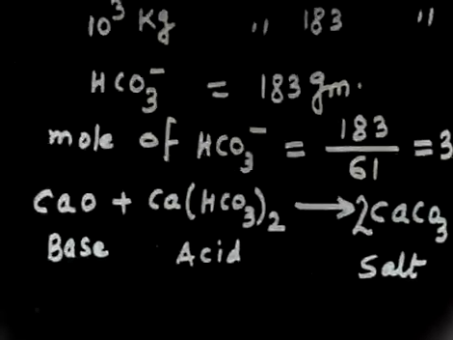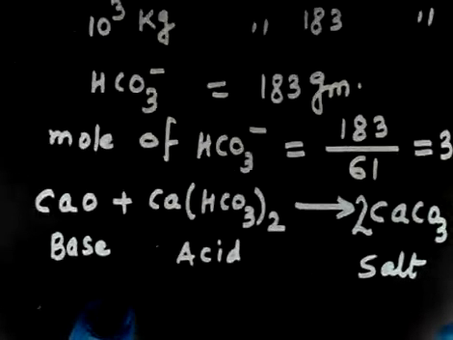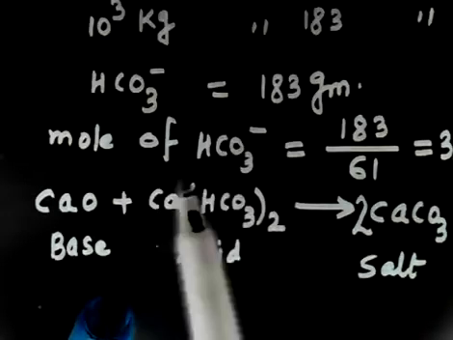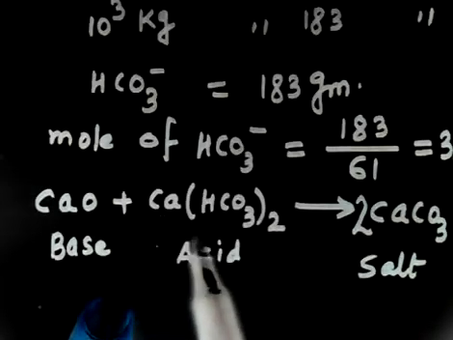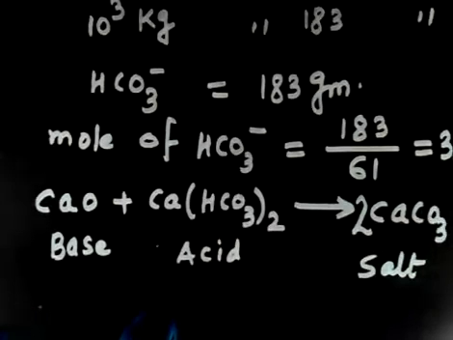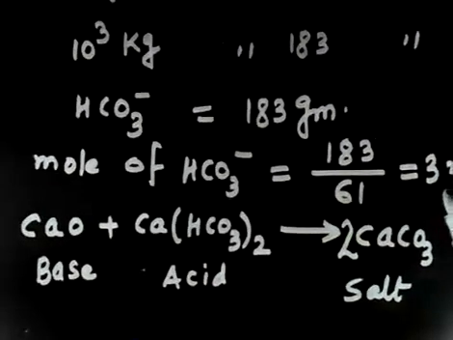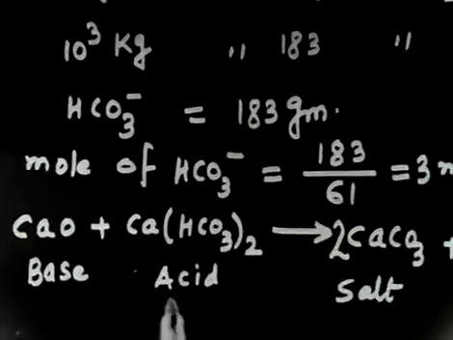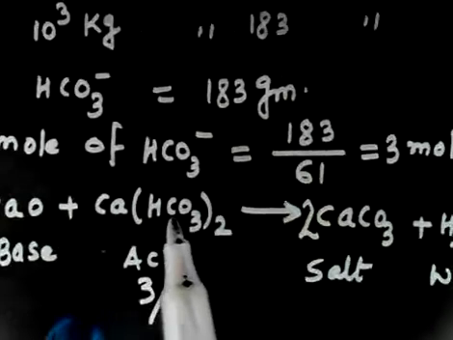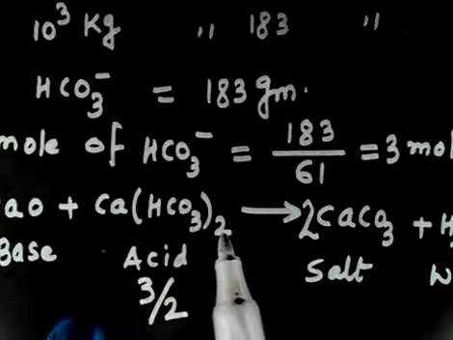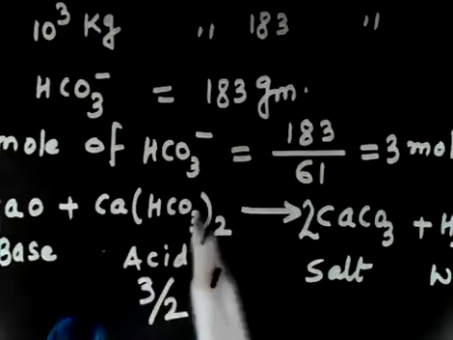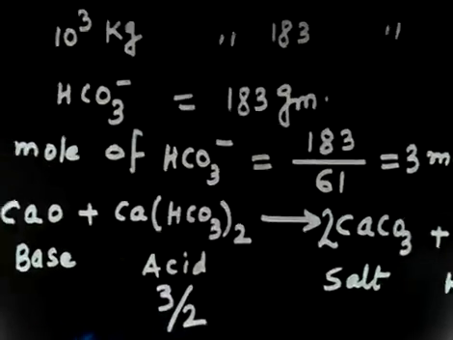Now mole of HCO3 minus is 3. So you see, what is the mole of Ca(HCO3)2? Because 1 mole of Ca(HCO3)2 contains 2 mole of HCO3 minus. So this means mole of HCO3 minus is 3, then mole of Ca(HCO3)2 is 3 by 2. Are you getting or not? Because 1 mole of this will contain 2 mole of HCO3 minus, and HCO3 minus is 3 mole, so Ca(HCO3)2 will be half of this, so that is 3 by 2. I think you are able to understand.